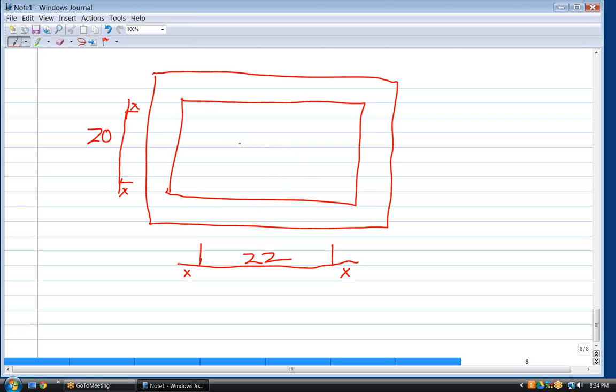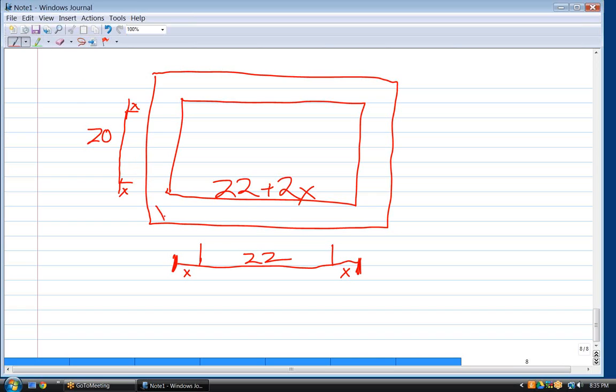Where? Sorry. What is the picture that's inside the frame? What are its dimensions? They don't tell you. Well, we can figure it out. It looks like it's 22 plus 2x, assuming this line here and this line here line up with the sides of the picture. Oh, sorry, my bad. They line up with the edges of the frame.